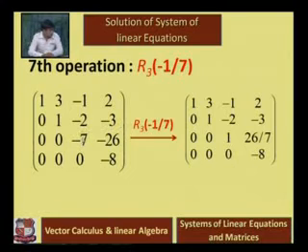Now notice in this matrix, at the third position of leading one, there is a minus 7, but we need the 1, that is called the leading one. So for that we take the operation R3 minus 1 by 7, meaning divide the third row by minus 7. For doing this operation, the resultant matrix is in this form: 0 0 1 26 by 7 and 0 0 0 minus 8, and all the upper rows remain the same.